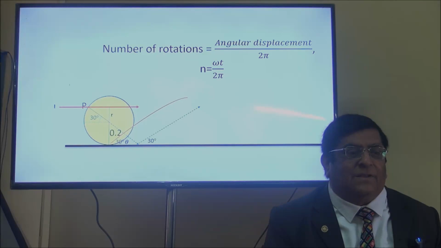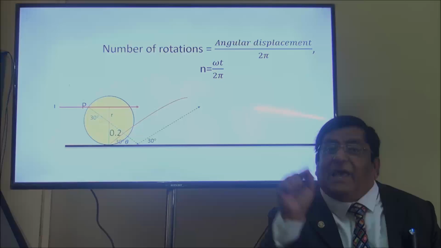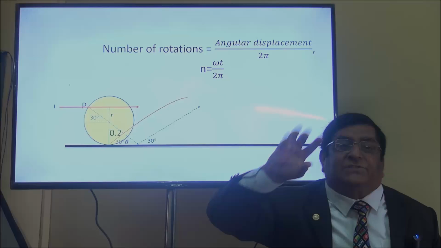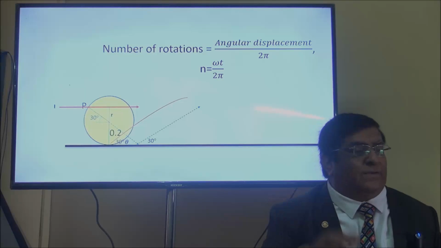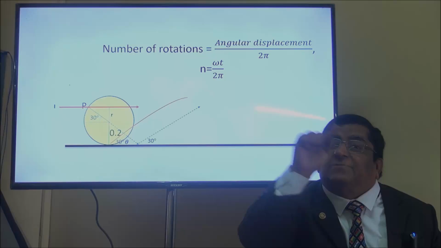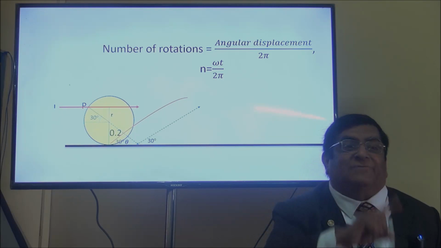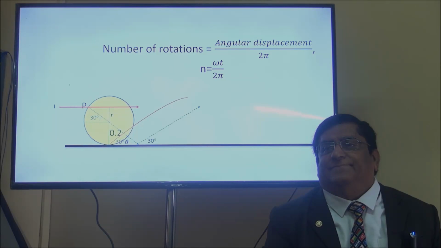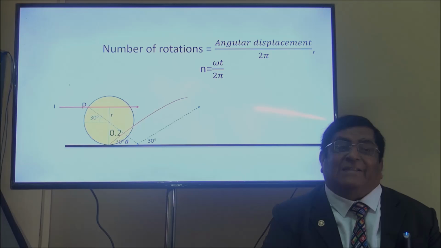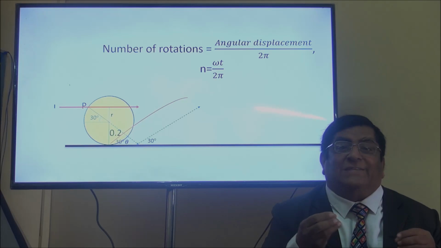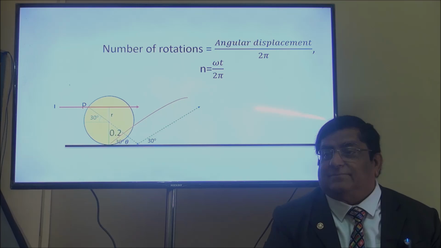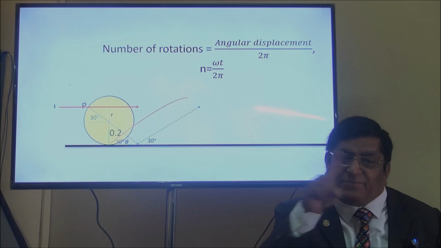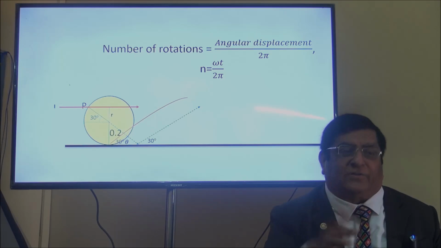Yes. If I tell you a particle has moved theta degrees, how will you find out the rotations? Theta divided by 2 pi. So, angular displacement divided by 2 pi gives us the number of rotations. That should come to our mind. This is something we cannot give you as a guess paper or a trick; you must have the knowledge. The number of turns is the total displacement divided by 2 pi or 360 degrees.